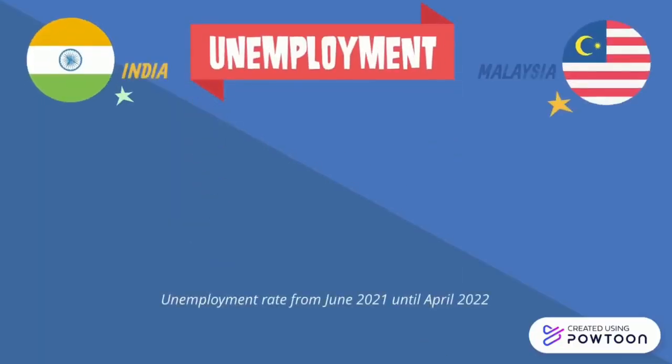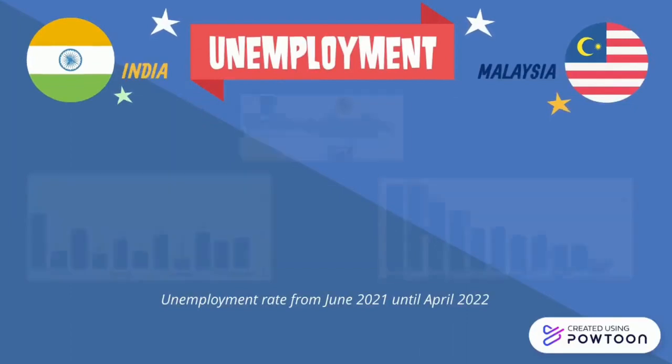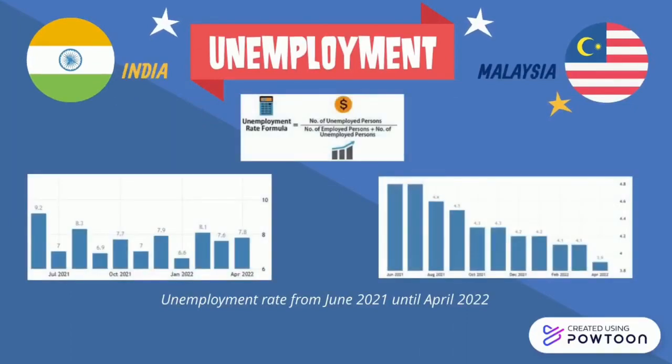In this graph, we can see the unemployment rate from June 2021 until April 2022 between Malaysia and India. In conclusion, even though the unemployment rate of India has decreased, Malaysia has done a really good job because its unemployment rate has decreased even lower than India's, which is 3.9% compared to 7.8% in India. That's all.